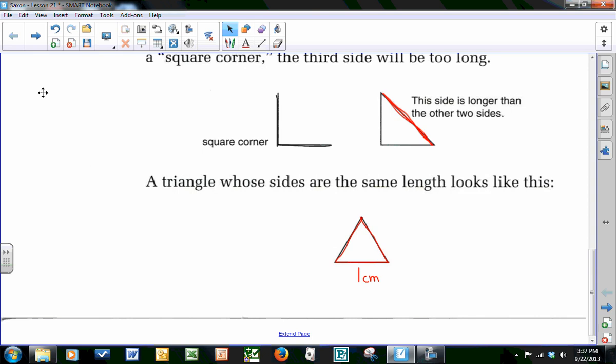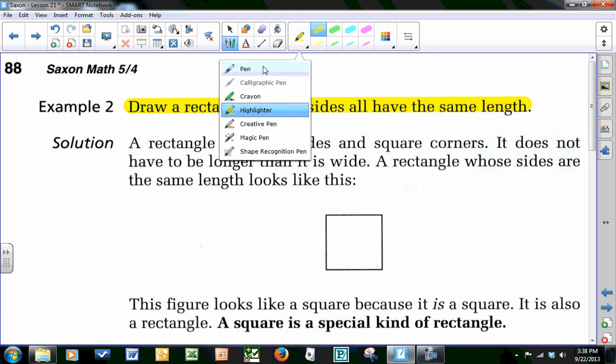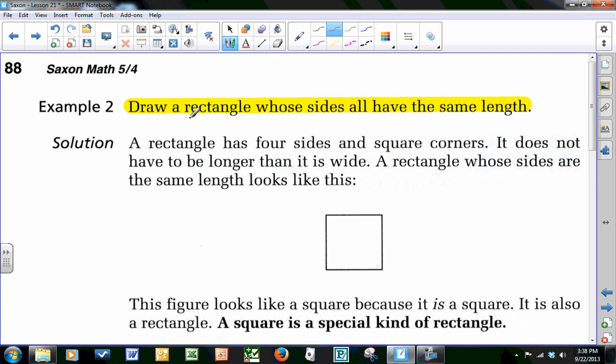Let's turn the page in our math book to page 88 and let's look at a second example. Example number 2. This time instead of a triangle, we're going to draw a rectangle whose sides all have the same length. Very similar to what we just did, but this time we're going to be drawing a rectangle.